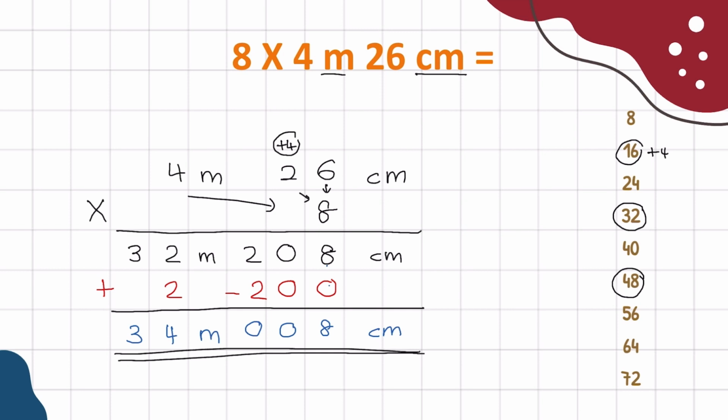For the 0 in front of 8 centimeter, you can choose either you want to write it or not. If you don't want to write it and you want to leave the answer like that also can, because 208 minus with 200 is only 8. So same, the answer still be 34 meter and 8 centimeter.